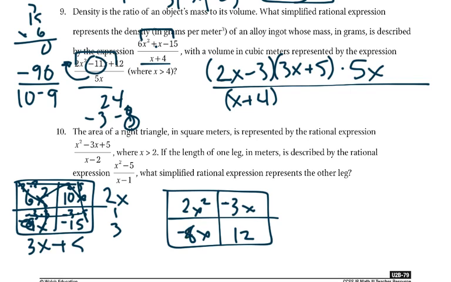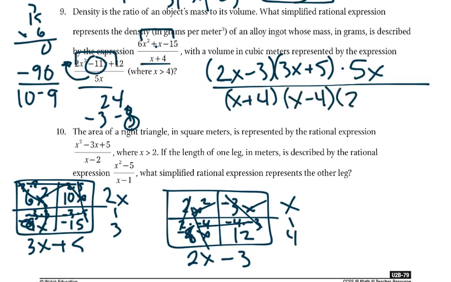So 8 would be like 2 times 4, 2 times negative 4. 12 would be like negative 4 times negative 3. So I take out an x, take out a 2x, take out a negative 3, and take out a negative 4. So on the bottom I'd end up with x minus 4 times 2x minus 3. So those would simplify, and I think that's all we can do.